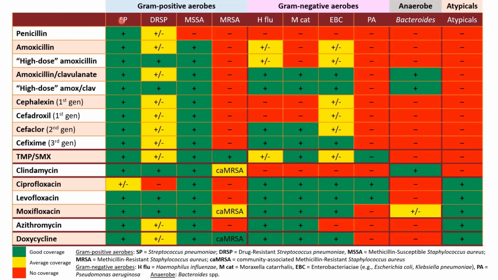So if someone does not have risk factor for drug-resistant strep pneumo, you can use drugs that have activity for strep pneumo. So basically all of these agents, with the exception of ciprofloxacin. So ciprofloxacin is not good for Streptococcus pneumoniae, so that's why it's not a respiratory fluoroquinolone, so that should not be used. Pretty much any other agent that's listed here is good for strep pneumo in the absence of risk factor for drug-resistant strep pneumo.